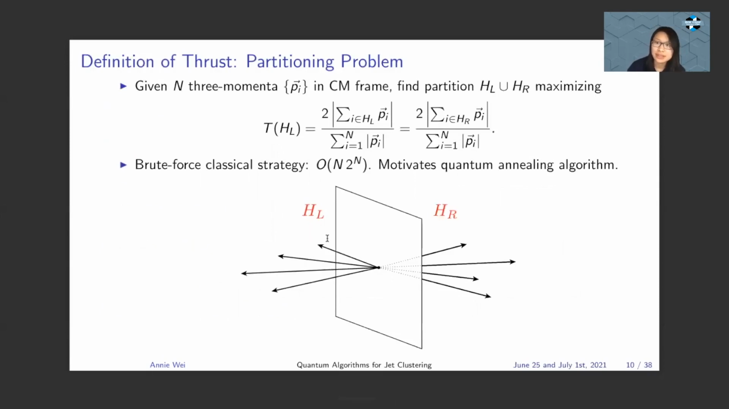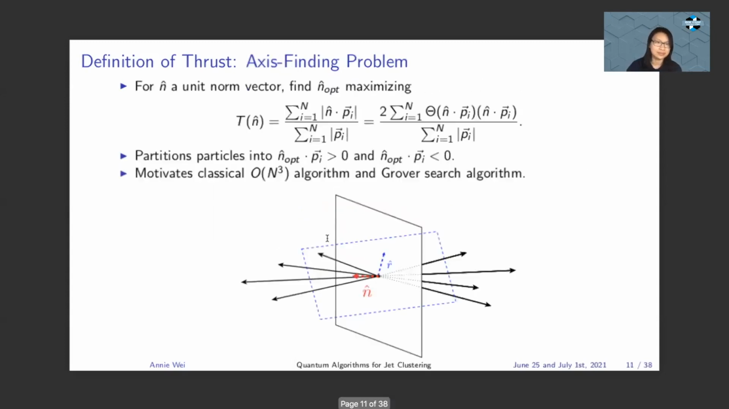So thrust. First of all, there are two equivalent formulations. One is as a partitioning problem, where you have these n three-momenta corresponding to these particles, and you want to find this partitioning plane, right? And you just basically want to maximize the sum of all the momenta on one side of the plane. So there's a brute force way to think about it, which is, okay, I'm just going to consider all the 2^n possibilities and then just compute the sum for them. And this is going to be our motivation behind the quantum annealing algorithm.